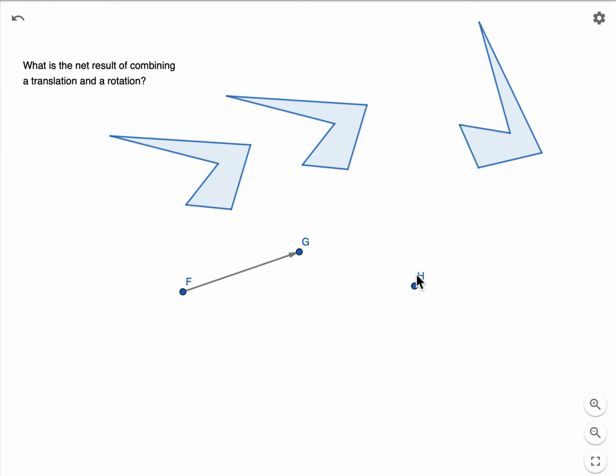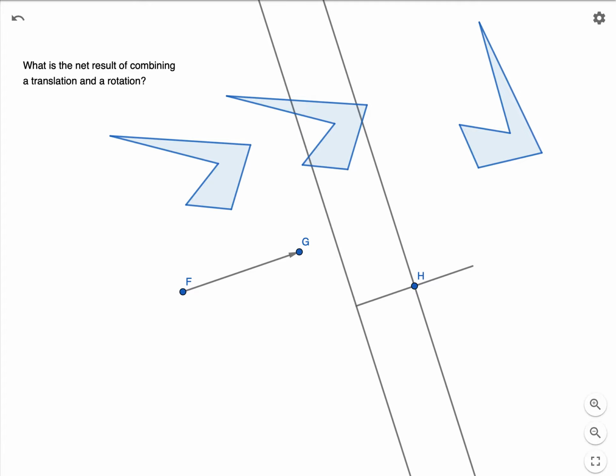In order to find the center of the rotation, which moves from location 1 to location 3 here, the first thing we need to do is translate the segment FG onto the point H so that its midpoint lands on H. That is, we need to construct this segment. Then we need to produce a few perpendicular lines to that segment.